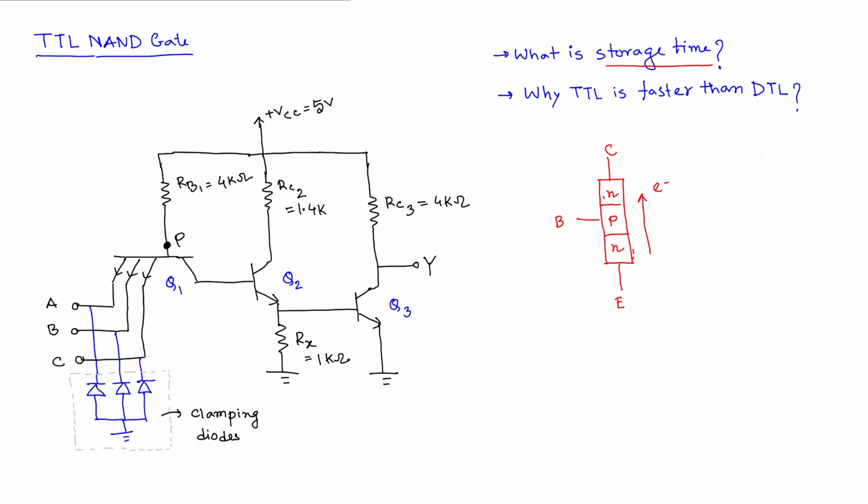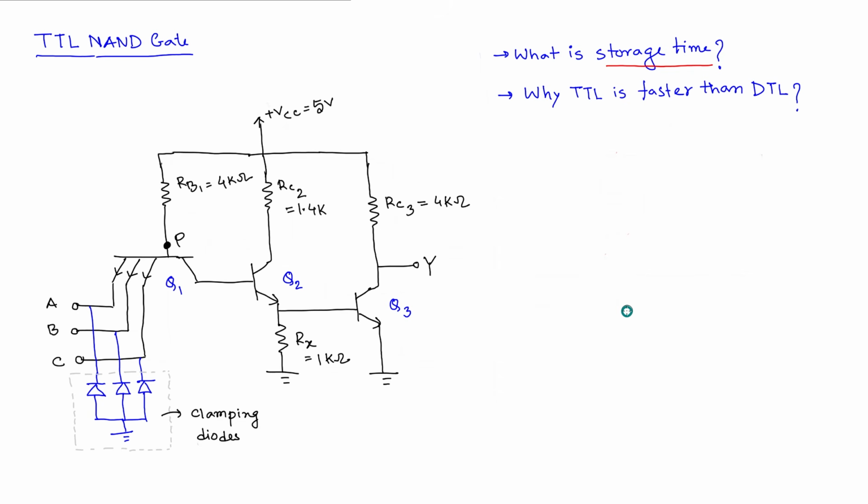using this kind of multi-emitter transistor, we have automatically invented a way to discharge those charges, or move those charges from the transistor, so that this transition can happen quicker. So how is that? Let us try to understand.